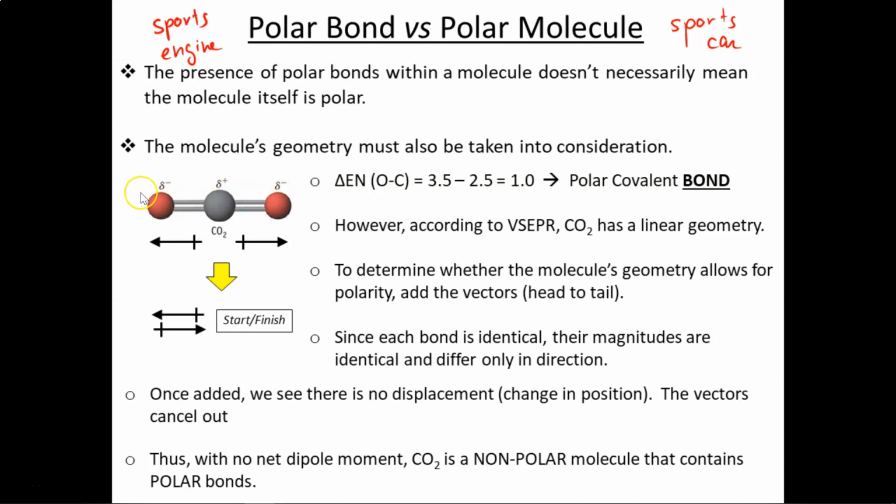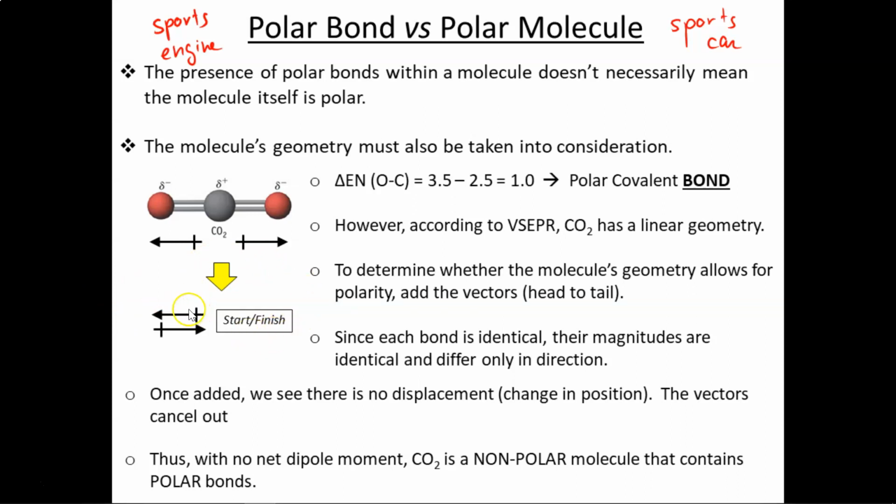There's no north pole, south pole, positive, negative. It's partial negative, partial negative. So, to test whether a molecule's geometry allows for polarity, we're going to add the vectors, the dipole moments, head to tail. So the head of one dipole moment is added to the tail of the other dipole moment and see where they're going. If the electrons overall move to one end of the molecule, then you've got polarity because now one end will be negative and the other end will be positive.